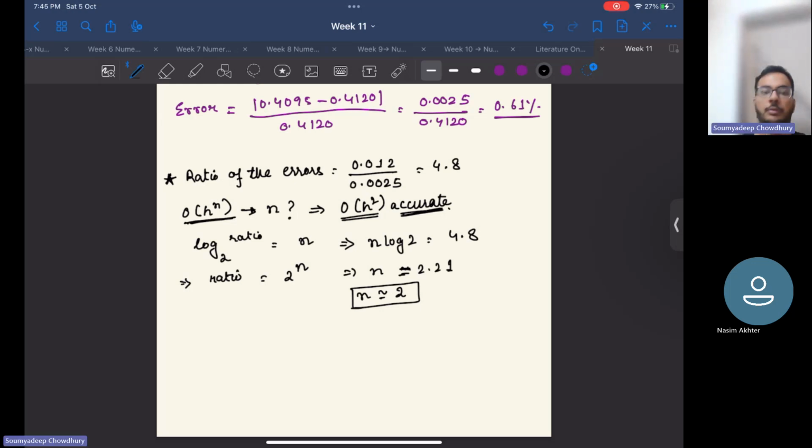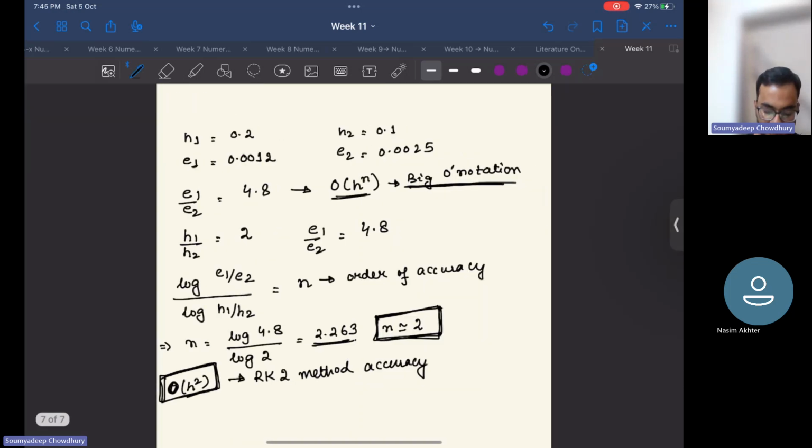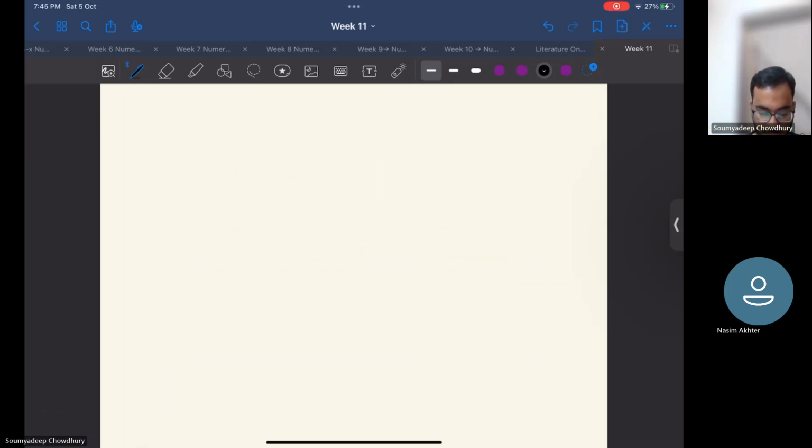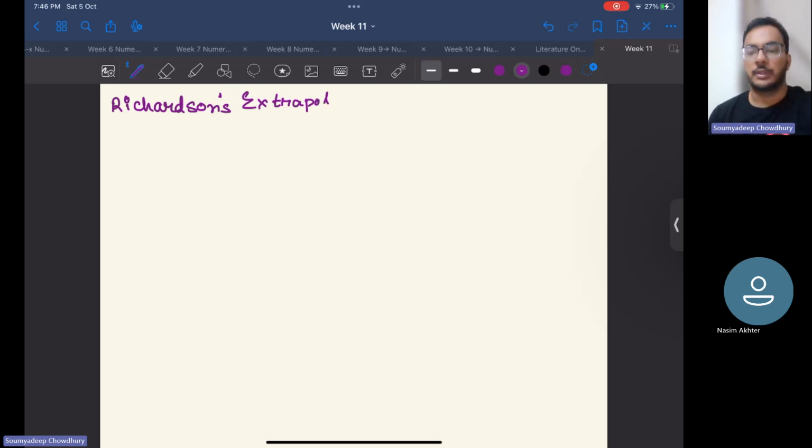So now we will look into Euler's method, the stability of Euler's method. Before that, one thing I forgot to discuss here. We had talked about this method also, right? Richardson's extrapolation. So what was Richardson's extrapolation?